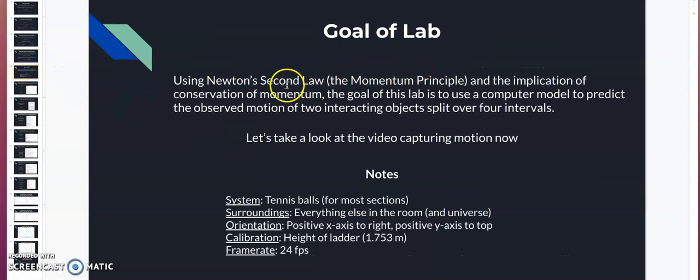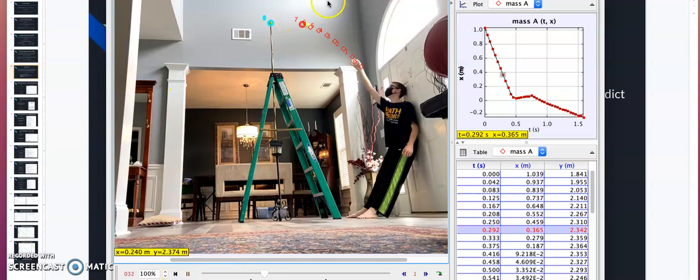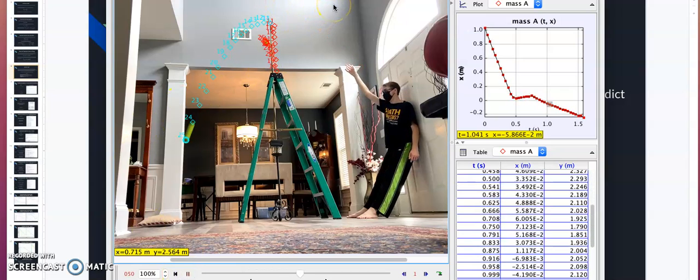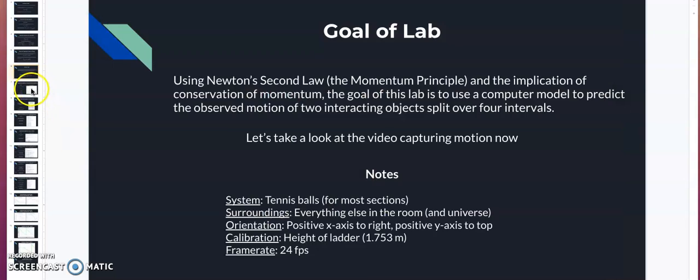So using Newton's second law, or the momentum principle, and the implication of conservation of momentum for a closed system, the goal of this lab is to use a computer model to predict the observed motion of two interacting objects split over 4 intervals. So let's look at the video now. We use a few things, like the tennis ball, and the orientation, calibration, and frame rate were set. So here is the actual motion we are trying to model. As you can see, we have two tennis balls, and they each interact a bit with each other with multiple collisions in their surroundings, and they end up about the same height. So this is what we're trying to model with our code.